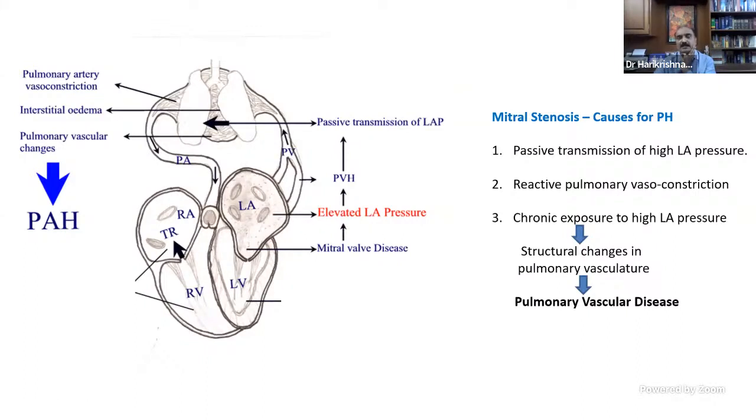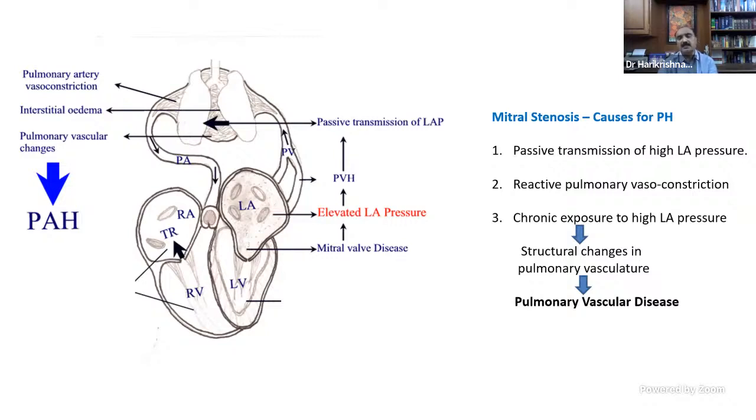So what happens when there is a passive transmission? What happens to protect the pulmonary capillary? The pulmonary artery constricts. It's a reactive pulmonary vasoconstriction. So the initial part is pulmonary venous hypertension. In response to that, there is a reactive pulmonary vasoconstriction that contributes to pulmonary arterial hypertension. And when it is chronic, for example in mitral stenosis, when this lasts for a long time, there are structural changes in the pulmonary vasculature, and that will lead on to pulmonary vascular disease, which is permanent changes. So these are the three components: passive transmission, reactive pulmonary vasoconstriction, and chronic pulmonary vascular disease.